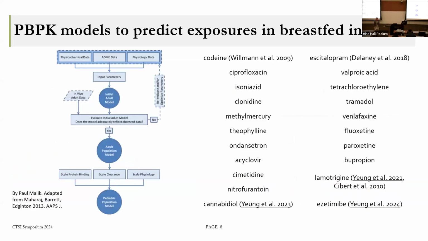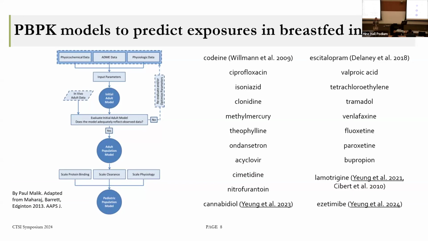Before I dive into the UAR, I just wanted to give a little more background about the whole process of PBPK modeling in lactation. On the left-hand side, we have our typical workflow. We start off with the regular inputs: physical chemical properties, ADME, and the anatomy and physiology of the individual. We make the model in adults first in a data-rich environment, then create populations for adults by adding variability, and then finally scale to infants with growth and maturation factors.